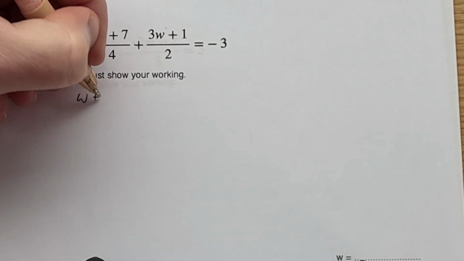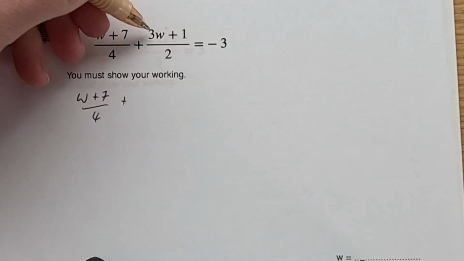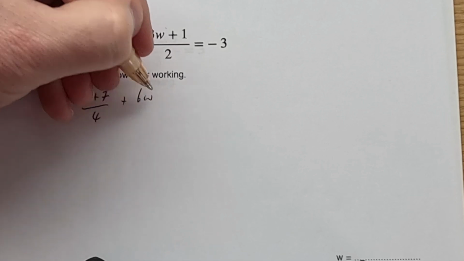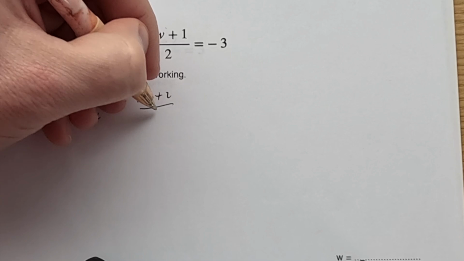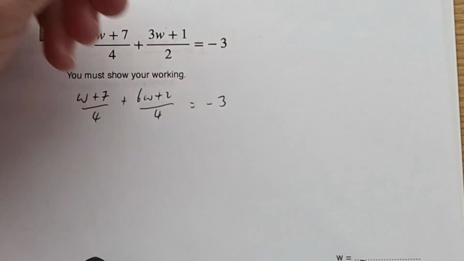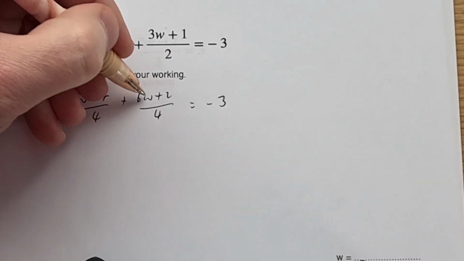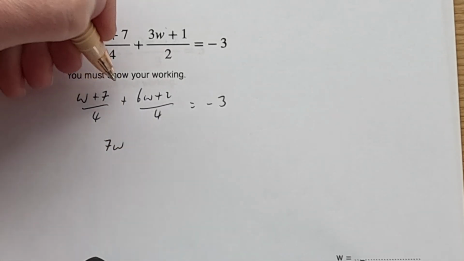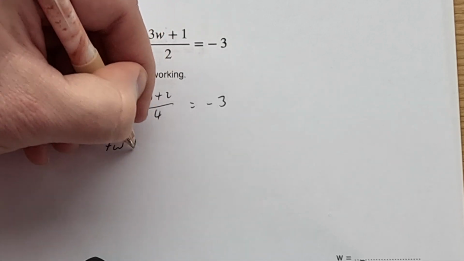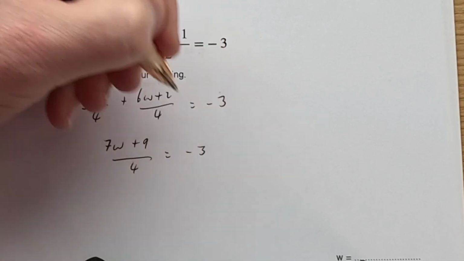So (w + 7)/4 plus, and then doubling both the numerator and denominator, doubling the numerator would be 6w + 2, over, and then double the denominator would be 4. Equals minus 3. So now we've got two fractions with the same denominator, so now we can just add the numerators. w plus 6w would be 7w. And then we've got 7 plus 2, which is 9, so plus 9 over 4. And that's equal to negative 3.